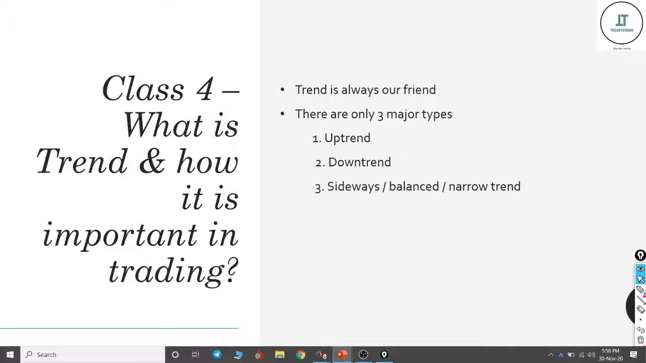Welcome back to class 4, part 2 of what is trend and how it is important in trading. In this section, I will share with you how to look at trend with the help of a candlestick chart with multi time frame. When I say multi time frame, I mean different time frames like daily, 5 minutes and so on. Okay.